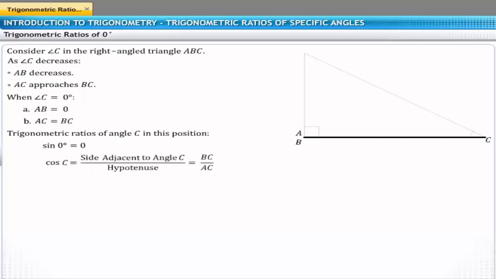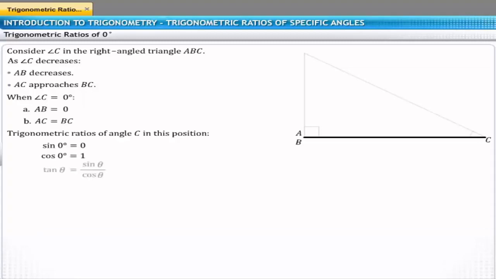We know that cos C is equal to the ratio between BC, the side adjacent to angle C, and AC, the hypotenuse. We have seen that AC becomes equal to BC when angle C is equal to 0 degrees. Thus we can say that cos 0 is equal to 1.